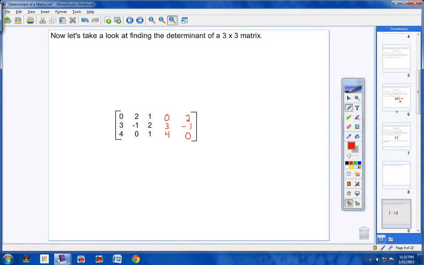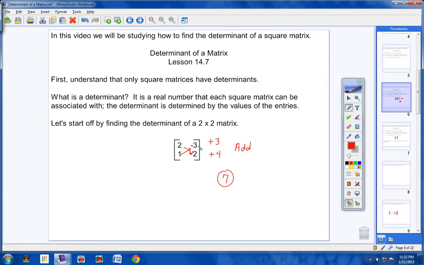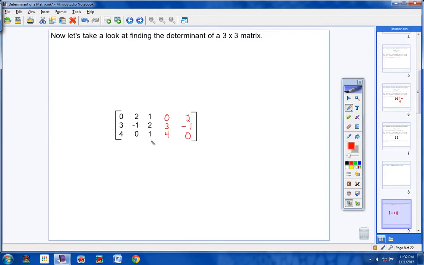Then, just like in a 2x2, when you multiply up and change the sign and multiply down, you do the exact same thing, only we have more numbers, so we're going to have to do it more often. For example, I'm going to start here and multiply up like this. 4 times negative 1 times 1 is negative 4, so I'm going to put a positive 4. Now I'm going to multiply these next three numbers, and I will get a 0.